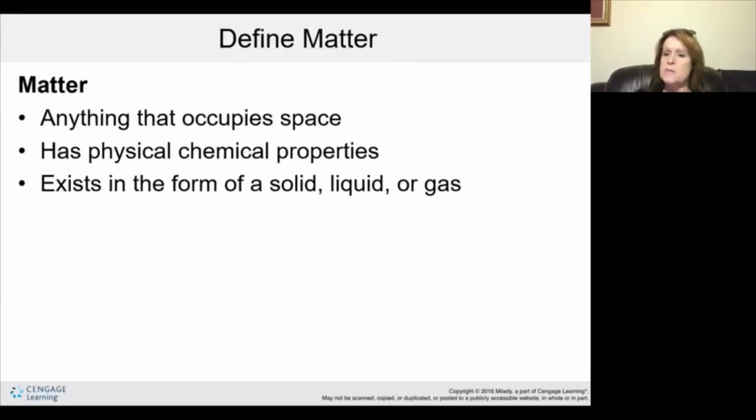Any substance that occupies space and has mass, that's what matter is. Any substance that occupies space and has mass, has weight to it, is matter. All matter has physical and chemical properties and exists in the form of either a solid, liquid, or gas. Since matter is made up of chemicals, everything made out of matter is a chemical.